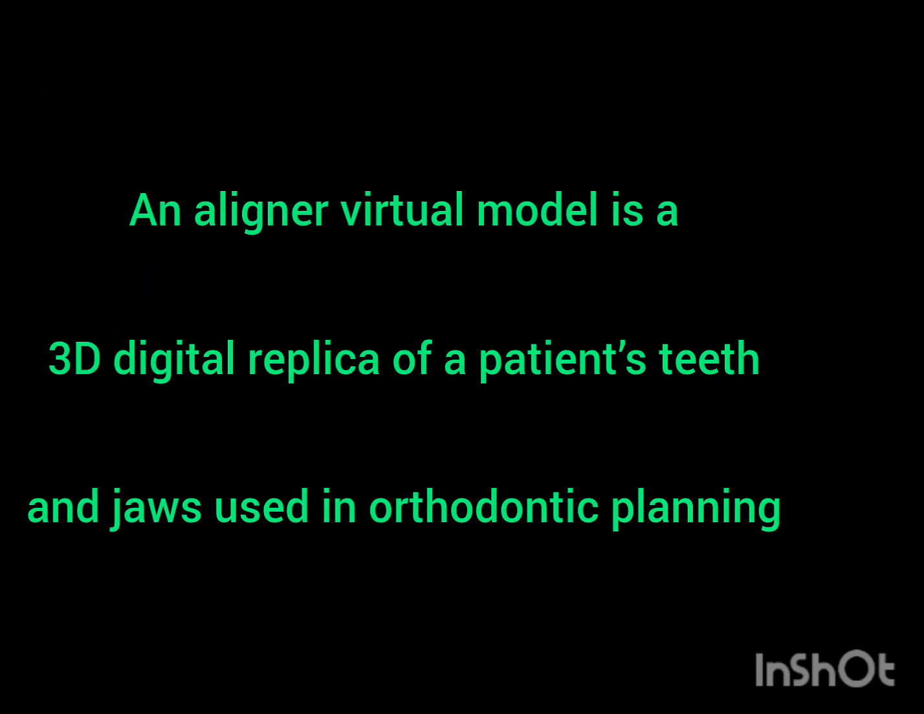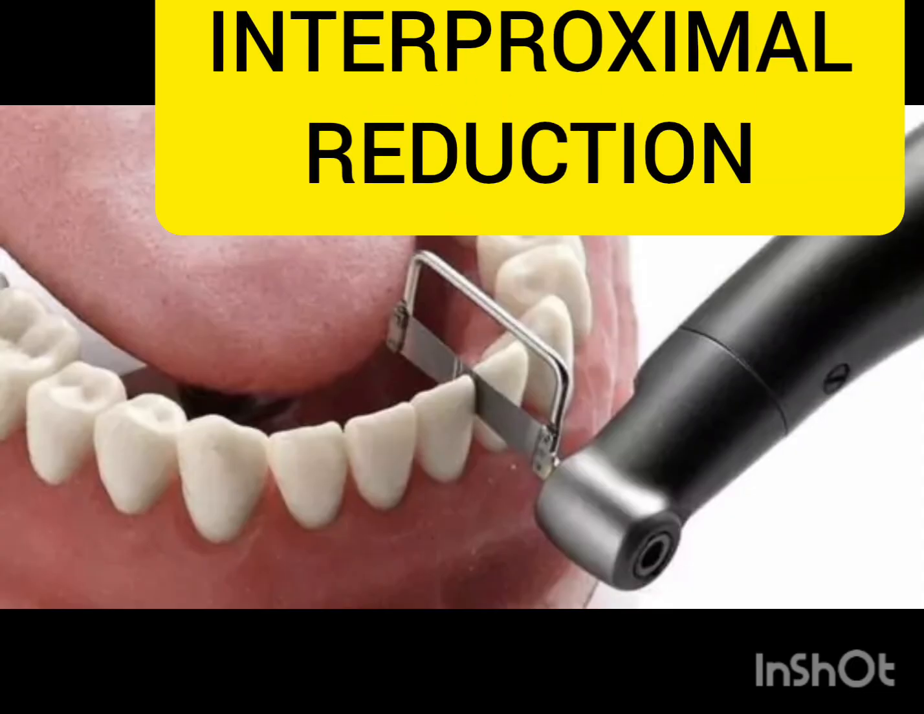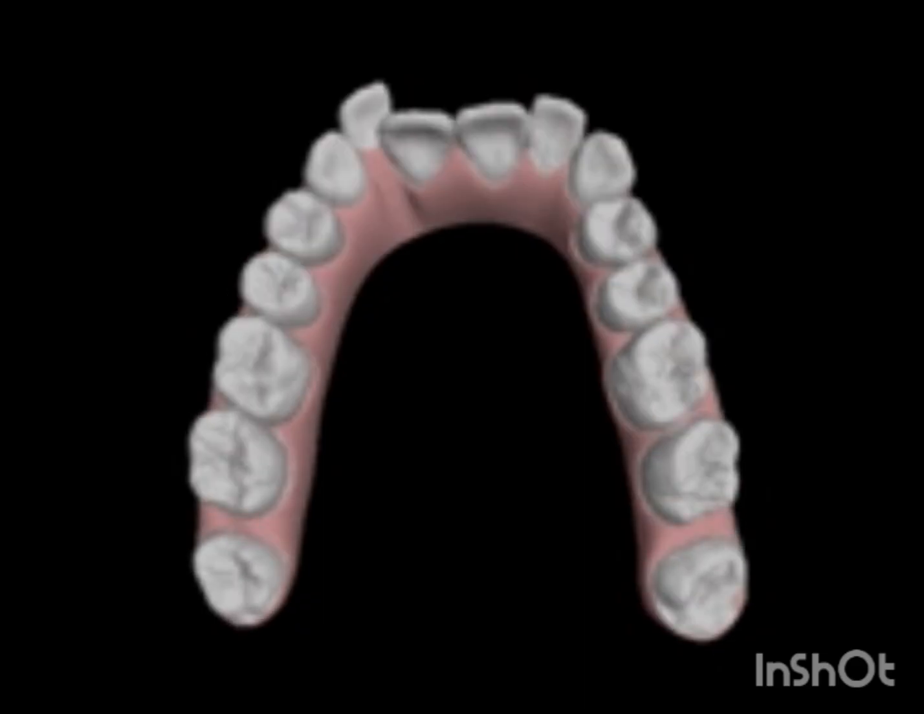So, it converts patients' records into a virtual model and simulates tooth movement from the initial malocclusion to the desired final occlusion, and the software enables the clinician to visualize tooth movement, plan attachments, schedule IPR, assess occlusion, estimate treatment duration, and determine the number of aligners. So it is essentially a virtual blueprint of the entire orthodontic treatment.